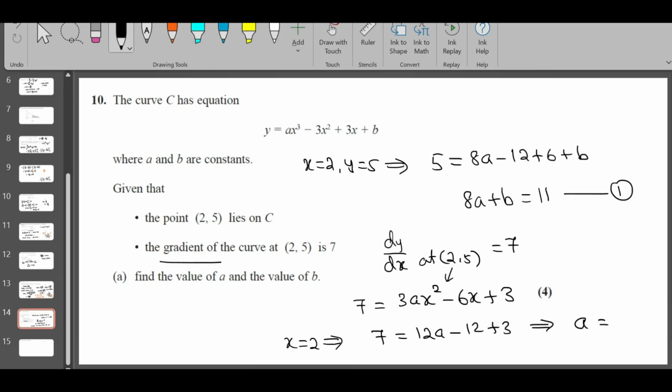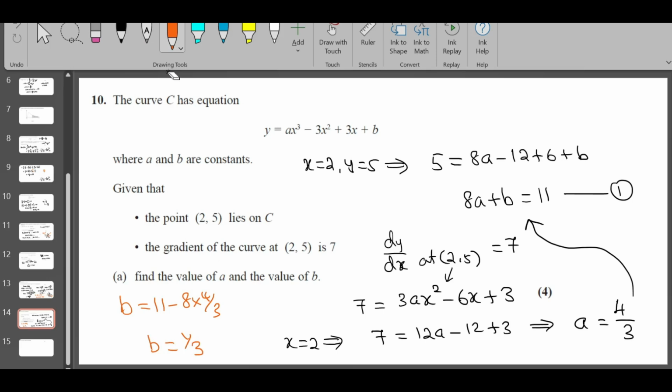Basically minus 9 goes to the other side. Plus 9, 16. 16 over 12. 4 4s are 16, 3 4s are 12, so a is 4 over 3. Sub in a here, you will get the value of b. So b is 11 minus 8 times a. 8 4s are 32, 33 minus 32. b is 1 over 3. That's a 4-mark question.